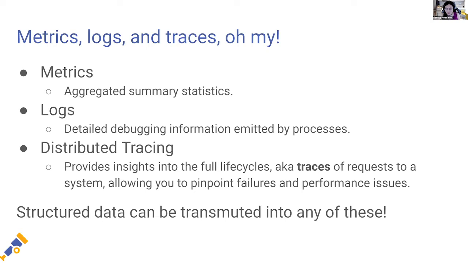So metrics are aggregated summary statistics, like a count or a histogram, anything that's a number, right? So for instance, how many times was the web service hit? Or what was the median latency of this service? Or even potentially a shape, like saying, hey, these are the buckets in which all of these different latencies fall. And there's a lot of different types of metrics too.